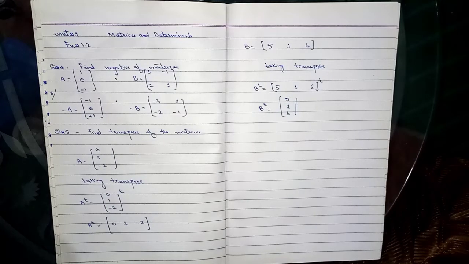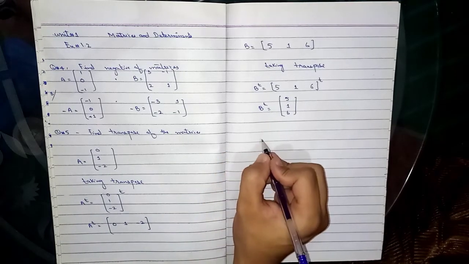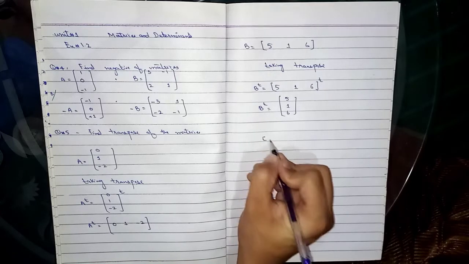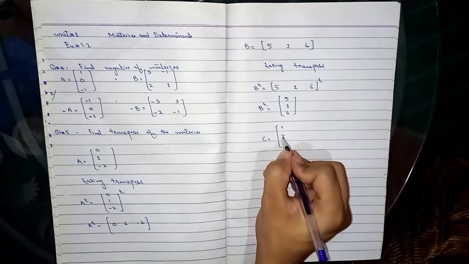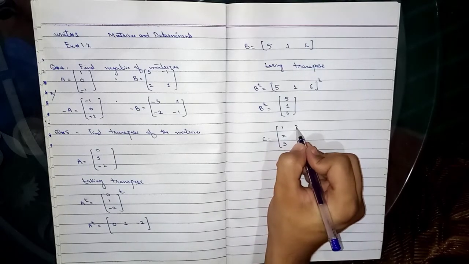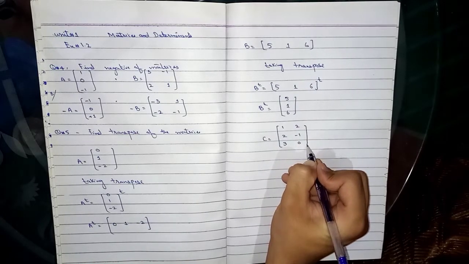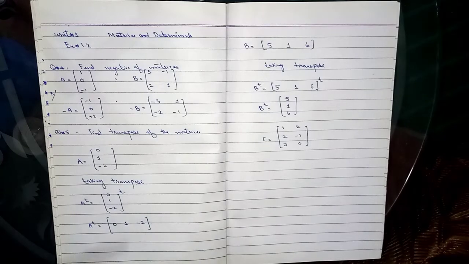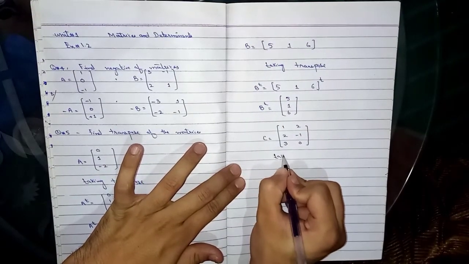I am going to solve only one more part now, and the remaining parts you have to solve, students, if you understand this main concept. The next part says: 1, 2, 3 is the first column, and the second column is 2, minus 1, 0. We have to find its transpose. C equals 1, 2, 3 and 2, minus 1, 0. Taking transpose.